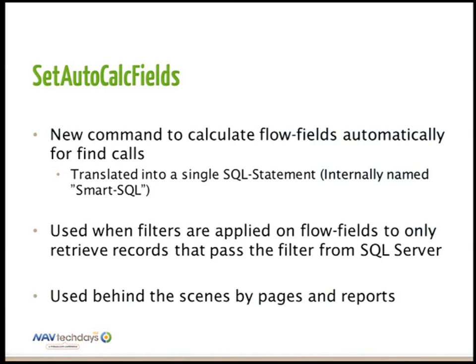We've got a new function called SetAutoCalcFields, as Lars showed. What this does is instruct us, when we get data from a table, say the customer table, to also get the balance, for instance. We can calculate the balance flow field in one go, in one statement from SQL. This is automatically used if you filter on a flow field, say you want all the customers with a balance greater than 0, then we will use this functionality to transfer this whole request into a single SQL statement.